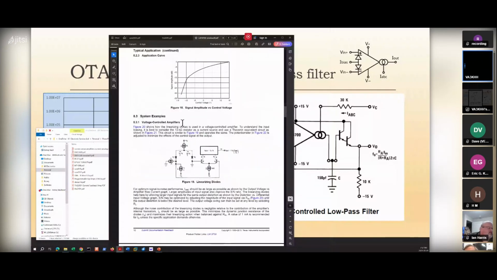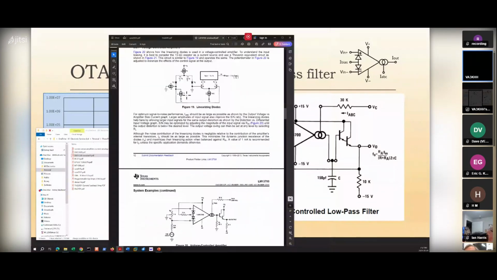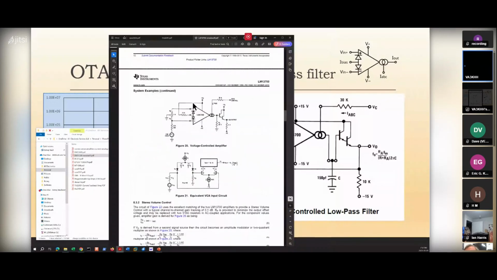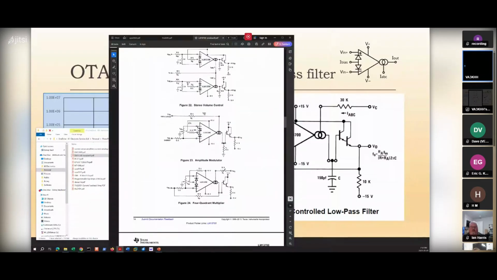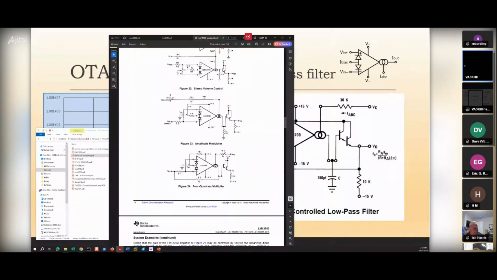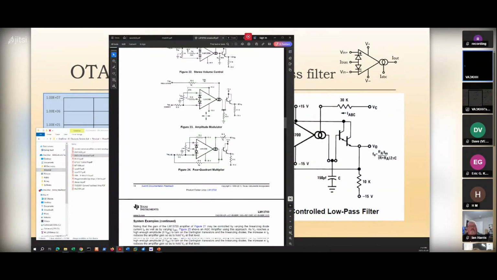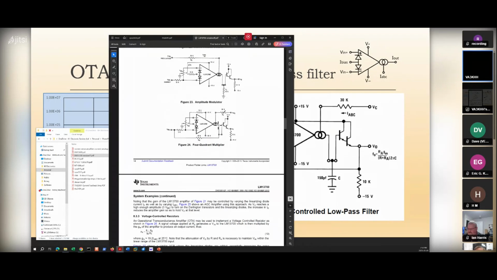So they've got this voltage controlled amplifier and then an equivalent circuit. So this is like that. They had a stereo volume control, which is neat. You can use one control voltage to set the gain on your right and left amplifier. An AM modulator, same thing. You can bring in your carrier here and your modulating signal here, and that's it. Just straight math. A 4-quadrant multiplier.